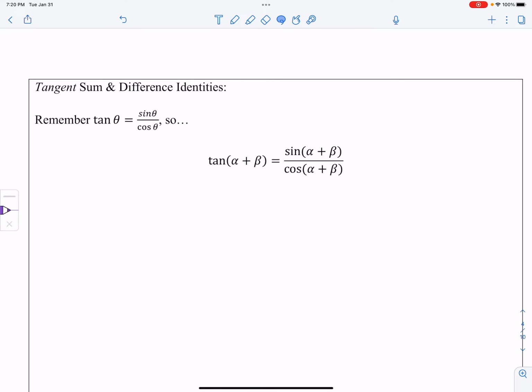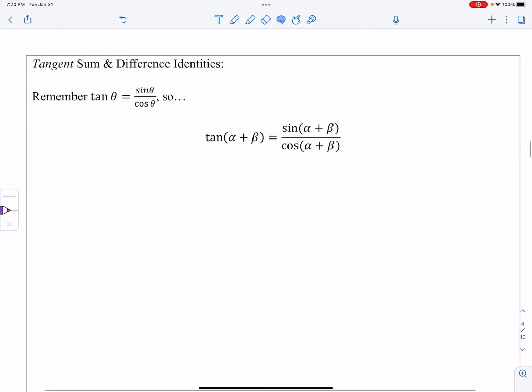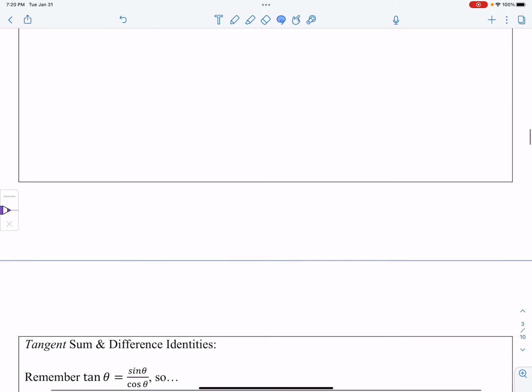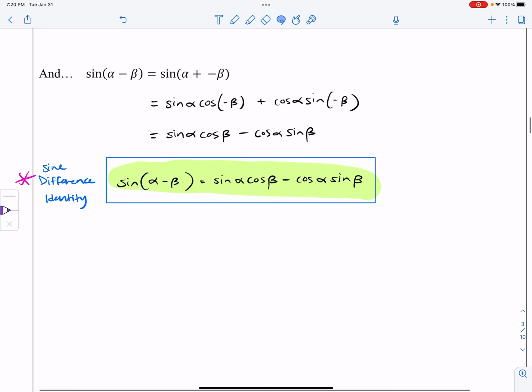Hi there, this video is to continue deriving the fundamental trig identities from sections 6.2 and 6.3. So we left off after we had derived the sum and difference identities for sine and cosine. We started with cosine and used cosine in order to derive sine.